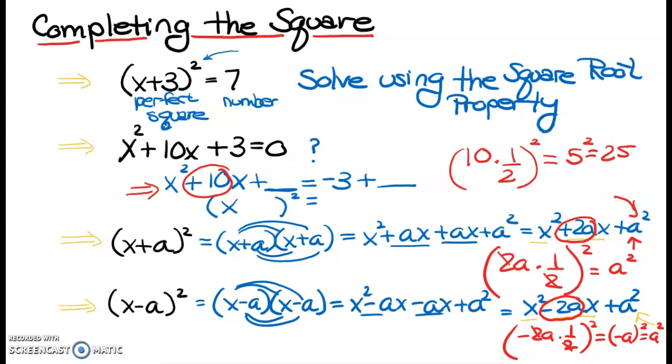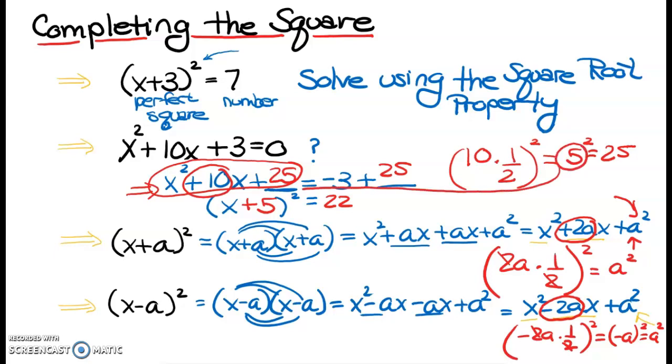So if I add 25 to both sides, I can factor this quadratic expression on this side into x plus 5, and when I add the 25 to the other side, I get 22. I want you to notice that this factor here is always going to show up when you factor it into a perfect square. So we're going to go through some examples.